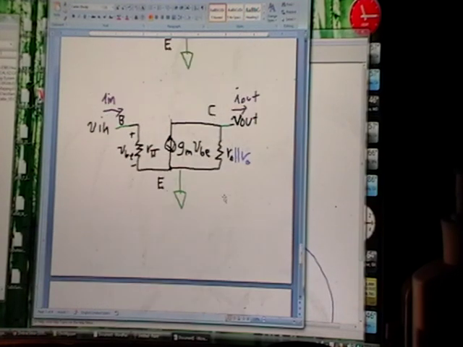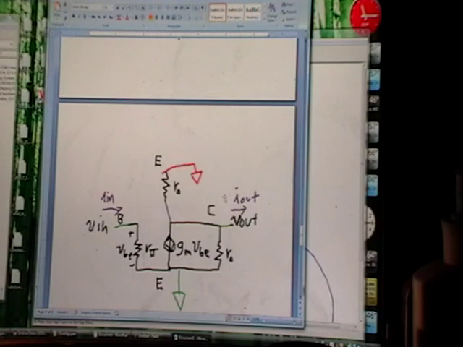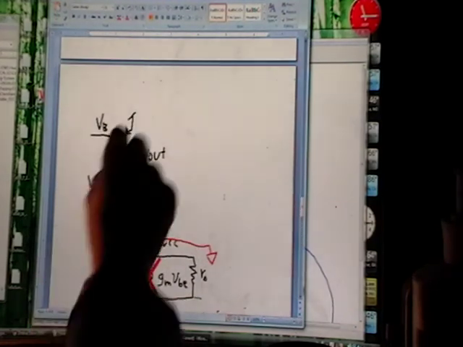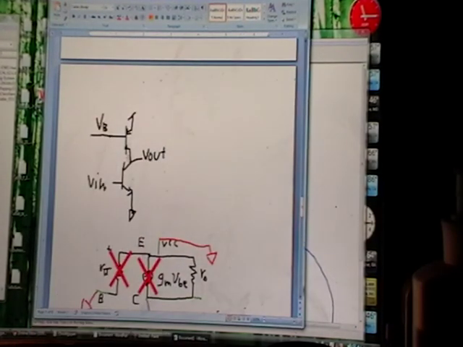But it gives you that big resistance without a big drop across it, so you can still keep a low supply voltage and a low power.